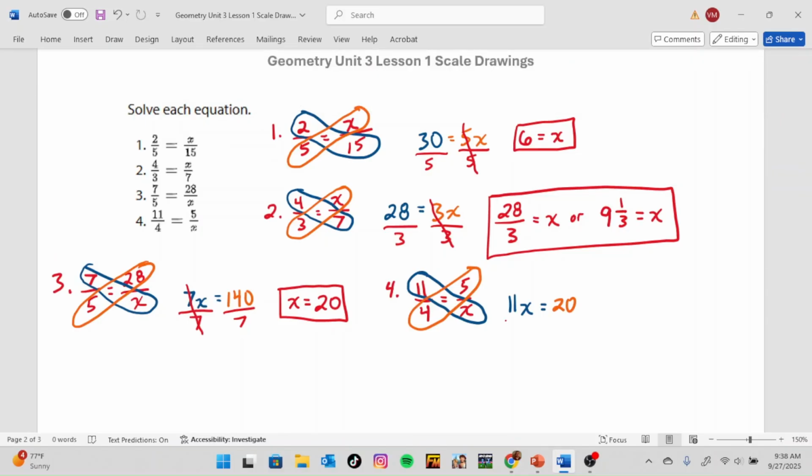To get x by itself, I'm going to divide by 11 on both sides to keep it equal. 11 divided by 11 is 1. So we get x equals 20 over 11. Or, if I wanted to write it as a mixed number, x equals 1 and 9 over 11.